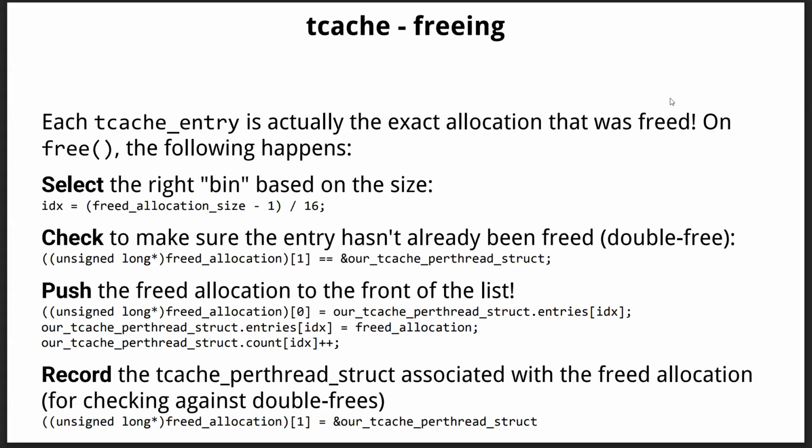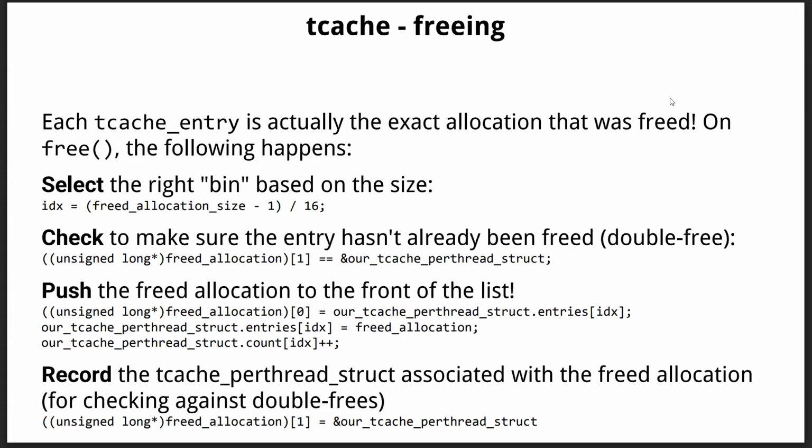So we have an index for the bin. So this is obviously integer, okay? So that's why we're minus 1. So if it's a 16, it means you should go to bin 0. Right? 16 minus 1 is 15. 15 divided by 16 is actually 0. Okay? So then we check to make sure the entry has not been freed before.